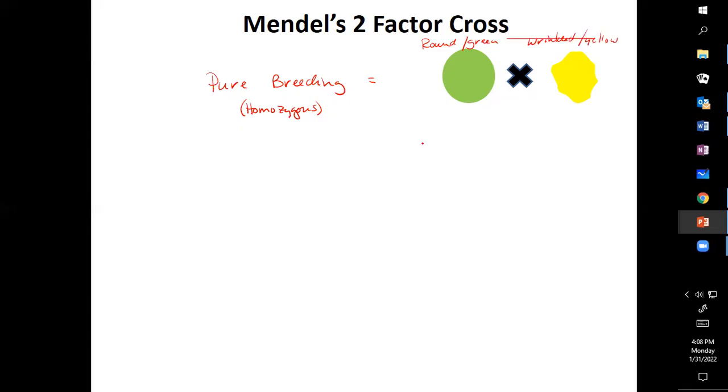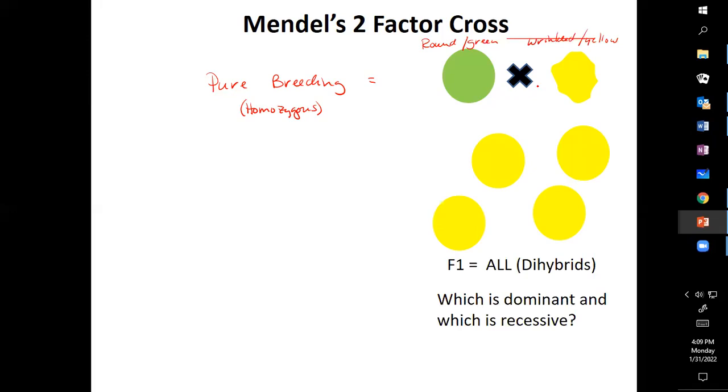So the premise of this is to see, does the shape of the seed influence the color or vice versa? Are these independent traits? Are these traits completely independent of each other? So the results that he got from this were that in the F1 generation, they were all round and yellow. What does that mean? Where did the green go? It seems to be masked. That would suggest to me then that green is a recessive trait, right?